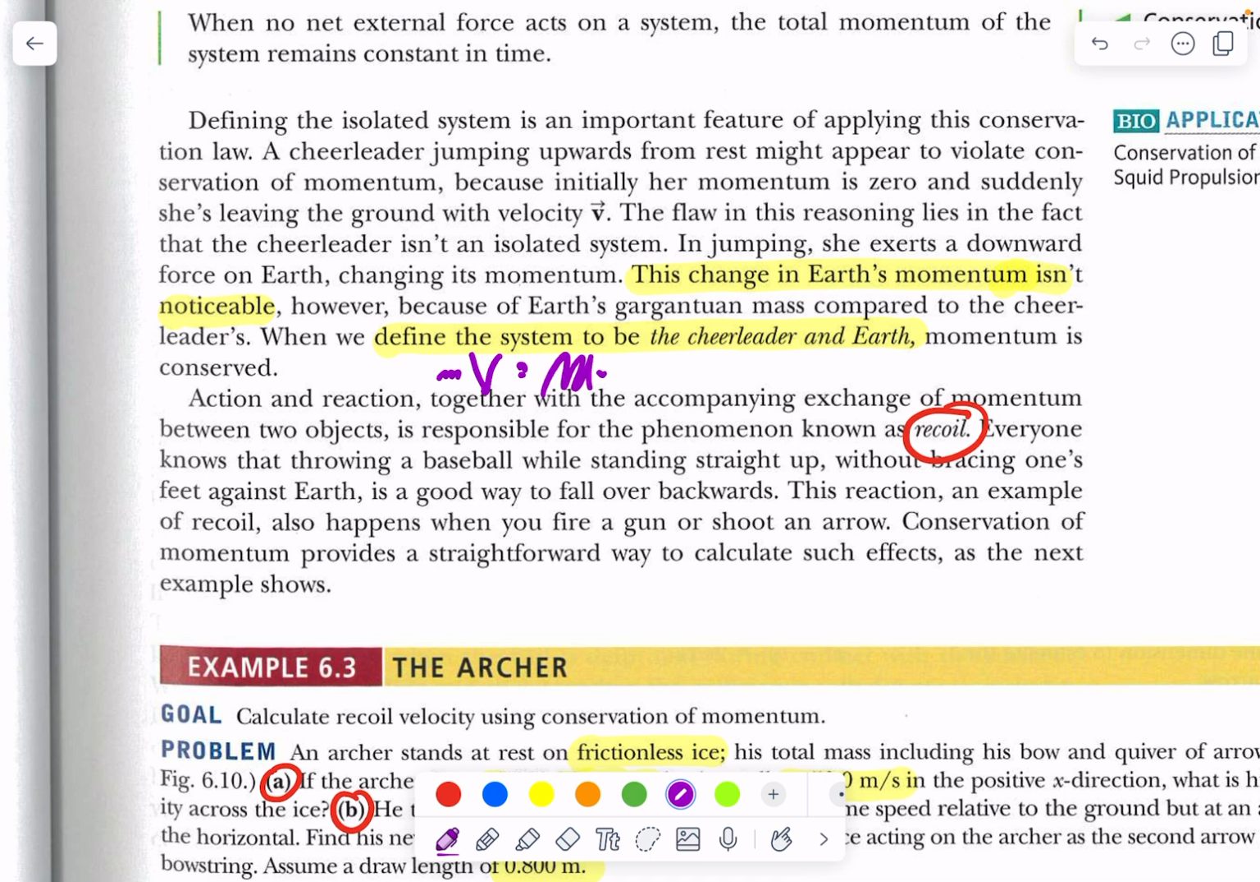And it would be interesting, and I've done this calculation, to imagine if everybody on the planet got in the same place, shoulder to shoulder, and jumped, what impact would that have on the movement of the Earth?